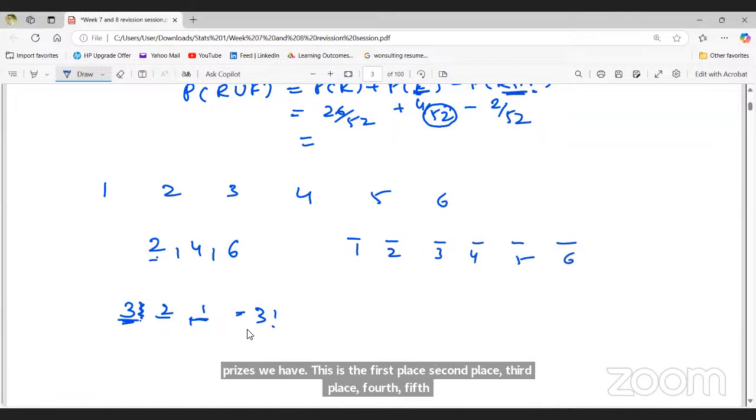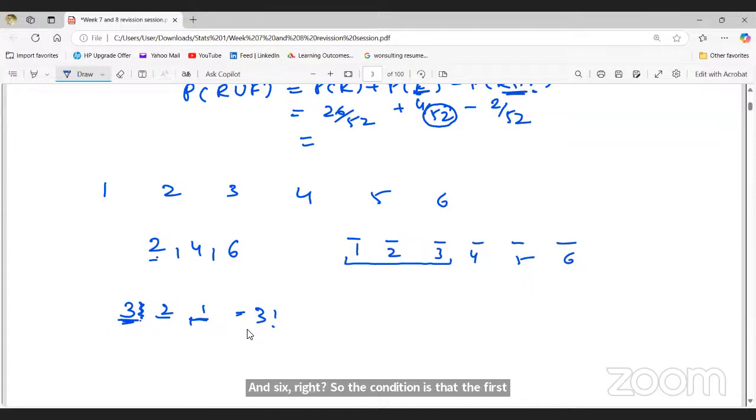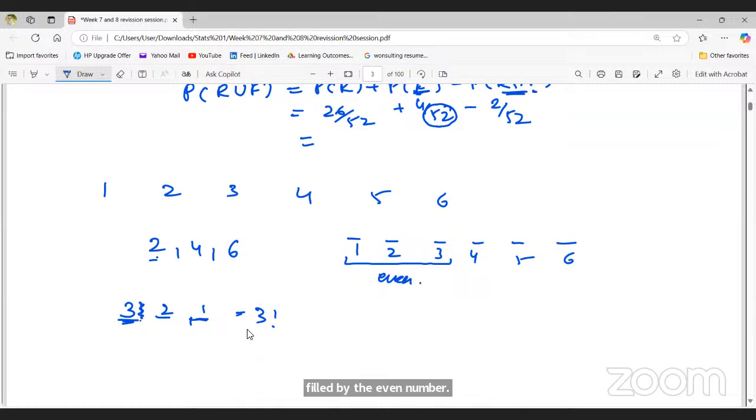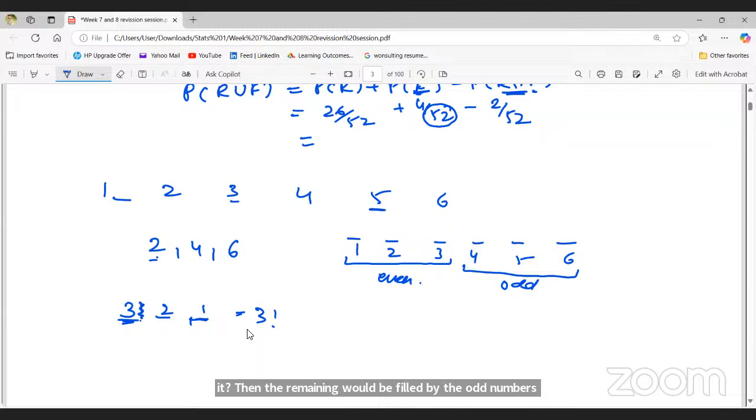The condition is that the first 3 places should be filled by the even numbers, right? Then the remaining would be filled by the odd numbers because only 3 are remaining, that is 1, 3, and 5. So again, this would be 3 factorial. This is 3 factorial, this is 3 factorial, right?